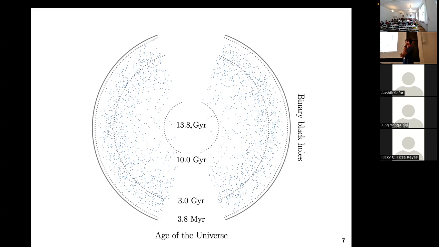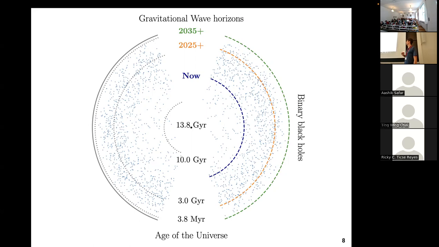mergers of binary black holes occur across cosmic time. And what is important is that when we think of how far we can detect these signals with our current observatories, you see that at the moment, this is the blue dashed line, we can detect signals up to a few billion years back in time. But with upgraded detector technology, we are going to get close to 10 billion years back in time. And more impressively, in the next generation of detectors, in the next decade, we are going to be able to detect all these binary black hole mergers that occur across cosmic time.